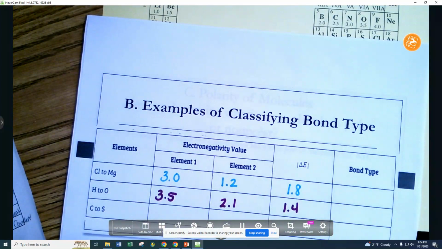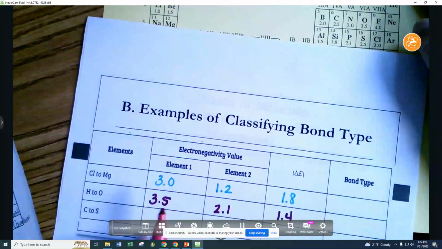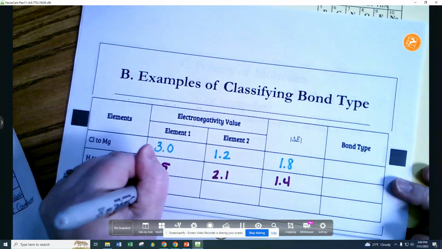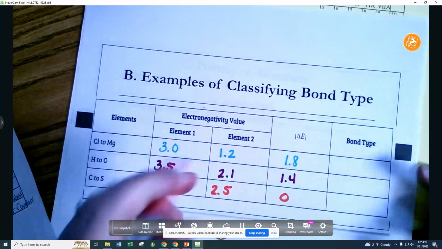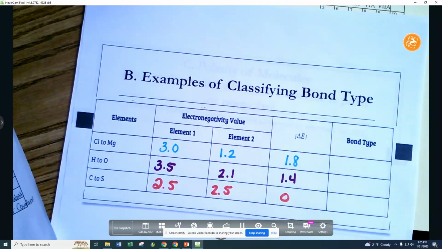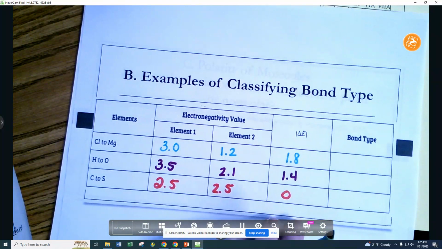And then the very last bond, carbon to a sulfur. When I find carbon, I have 2.5, and you'll notice that sulfur is 2.5. Thus, the difference is going to be 0. So when you use the table up above, you can use that scaling system to determine what bond type it should have based on that difference in electronegativity, meaning the pull on those electrons.